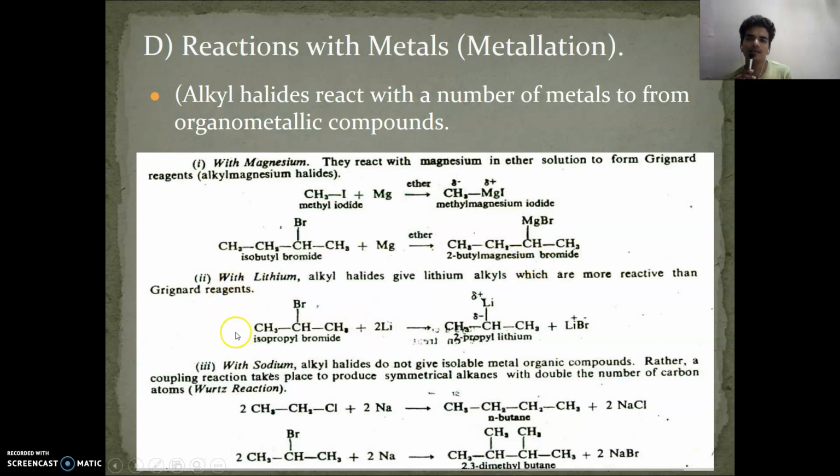And next is with lithium. So alkyl halide gives the lithium alkyls, which are more reactive than the Grignard. So isopropyl bromide in the presence of lithium will give isopropyl lithium compound. And next is with sodium. So the alkyl halide interacting with sodium gives n-butane, and this interaction of alkyl halide and sodium will form a simple compound, that is, alkane as a product. So all of these are the reactions.